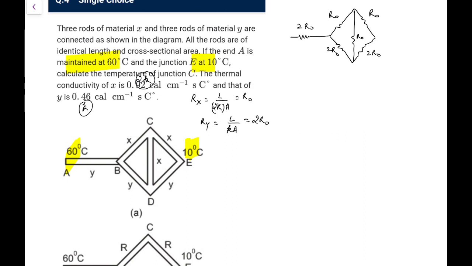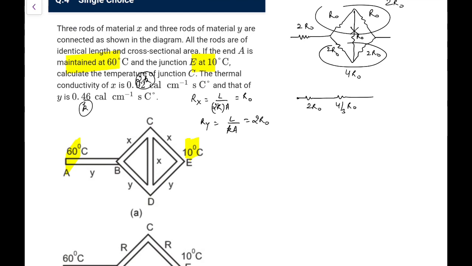So it's a balanced Wheatstone bridge you have got, so this would be cancelled. Here this will be in series 2R0, here this will be in series 4R0, and 2 and 4 in parallel. So what we have, this would be 2R0, and now 4 into 2, that is 8 by 6, or you can say 4 by 3 R0, and this is 2R0. So this is 60 degrees and this is 10 degrees or 10 volts, whatever you can write, and this would be the junction B.